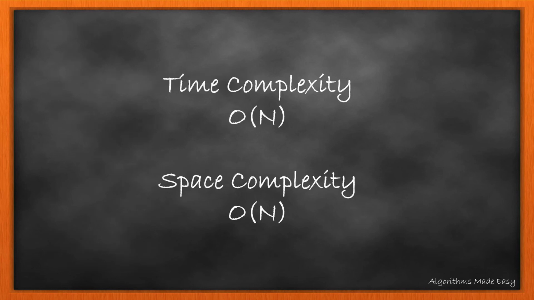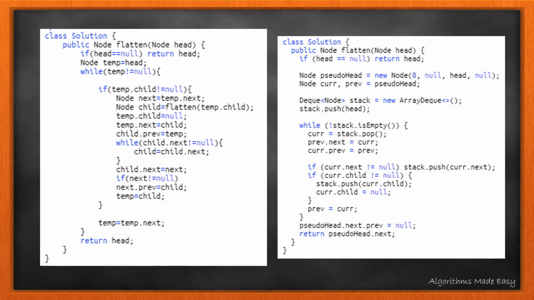The time and space complexity is O of n in both the approaches. Here is the actual code snippet of the method. Also check out the link to the Java code in the description below.